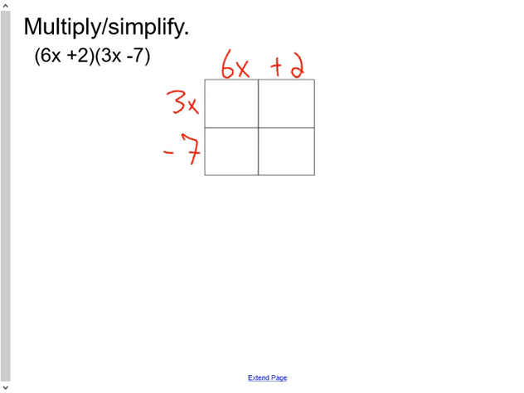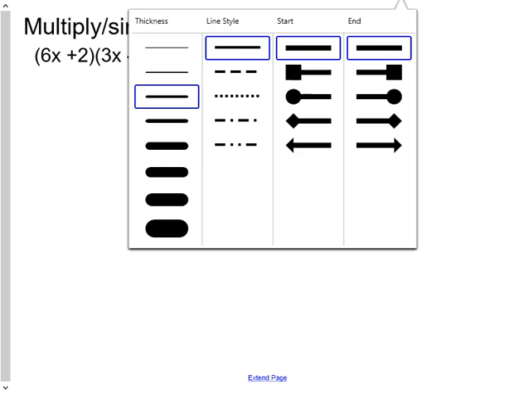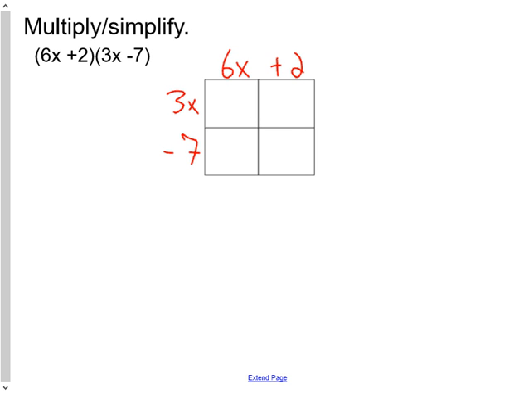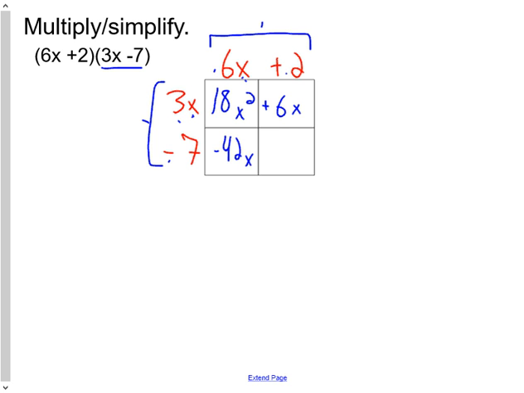So again, the setup's important so that you're in the right position and that we don't have numbers that are mixed, right? This is one binomial, this is one binomial. So 3 times 6, 18, and there's 1, 2 x's. 3 times 2, 6, and there's 1x coming with the 3x. Minus 7 times 6 is minus 42 with 1x. And then minus 7 times plus 2 is minus 14, no x's.